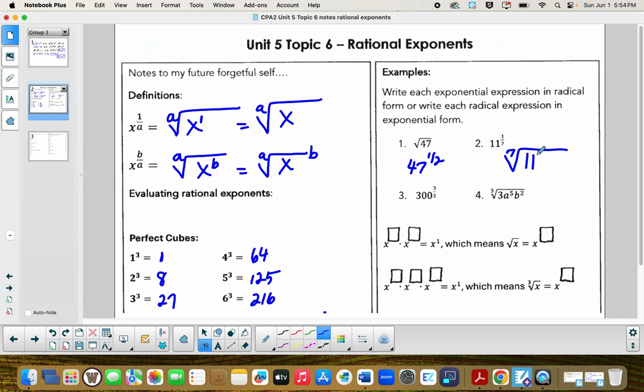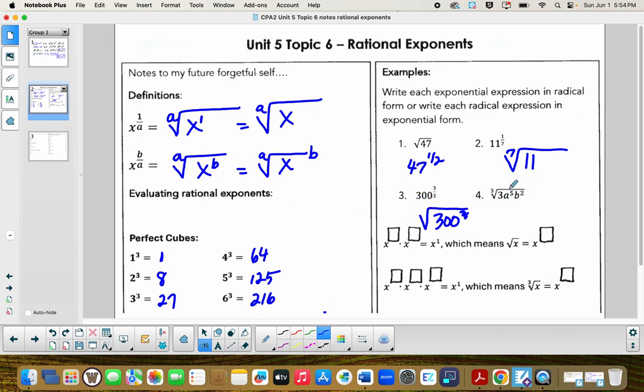And we could write to the first power here, but 11 to the first power is just 11, so it's not necessary. Number 3 is 300 to the 3/2, so that is the square root of 300, and then we're going to bring that to the third power. And again, this isn't asking us to evaluate, just to rewrite it, just to understand how to go from one form to the other.